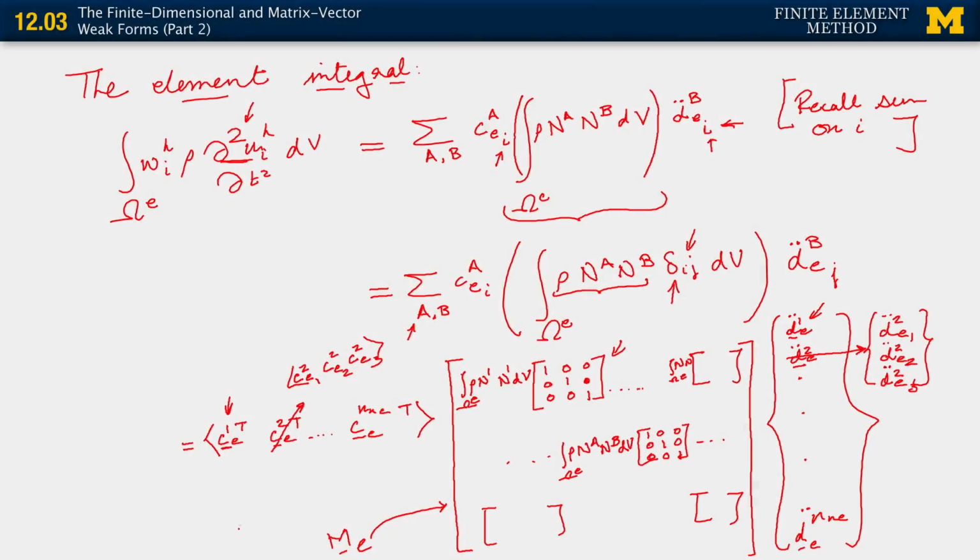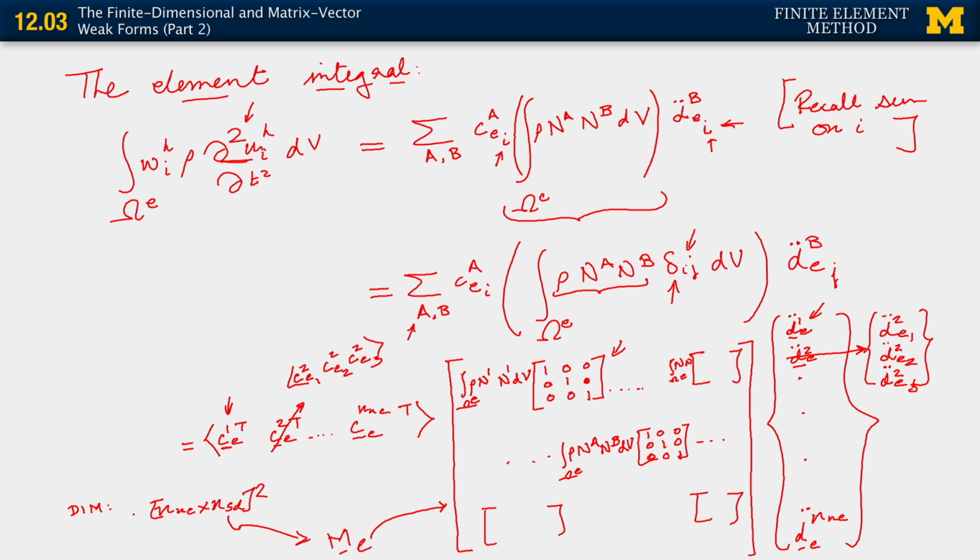It's probably useful for us to ask what the dimensions of ME are. What would they be? The dimensions of ME are the number of nodes in the element times the number of spatial dimensions, squared. Those are the dimensions of ME. That's it. This is our element mass matrix.